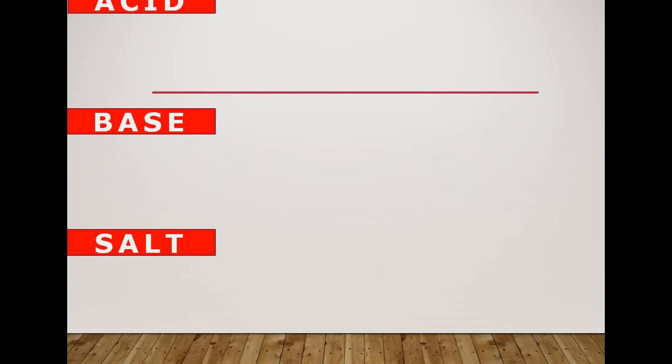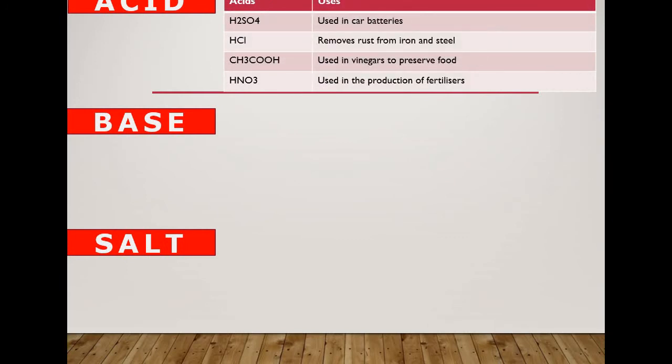Here are uses of acid, base and salt. Acid like H2SO4 is used in car batteries. HCl removes rust from iron and steel. Acetic acid or vinegar, formula is CH3COOH, used in vinegars to preserve food. HNO3, nitric acid, used in the production of fertilizers.